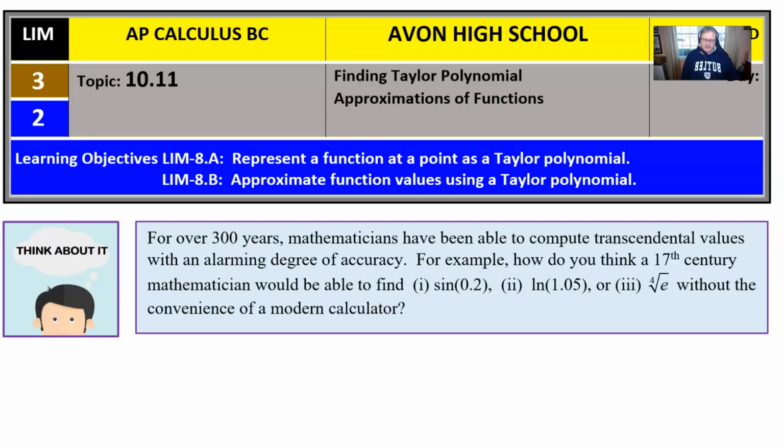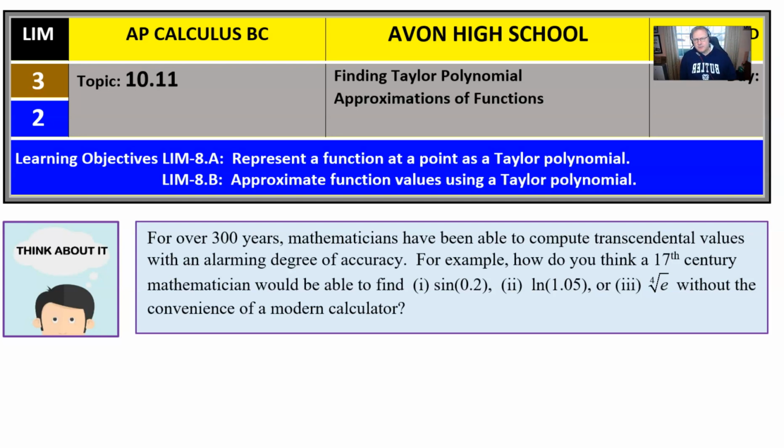But first, let's contemplate, think about it here. For nearly 350 years, a lot of mathematicians have really had the power to compute some very ugly functions. And of course, they didn't have their graphing calculators back then. So for example, if you had to figure out what is the sine of 0.2 or the natural log of 1.05 or the fourth root of e, how did people do that long ago?